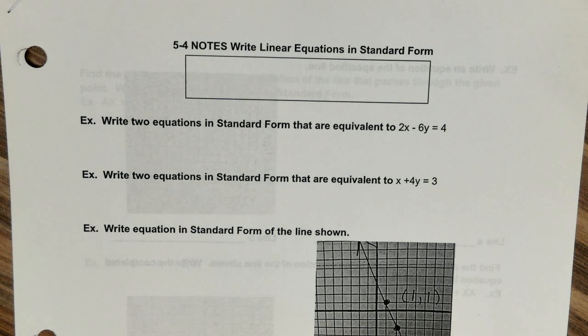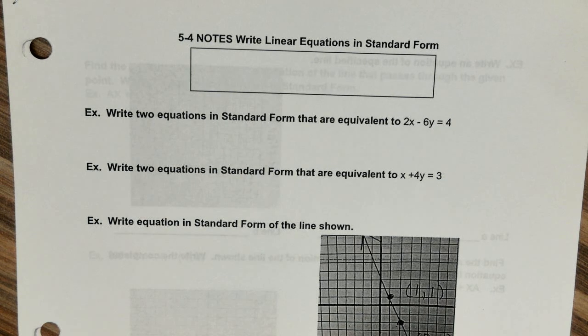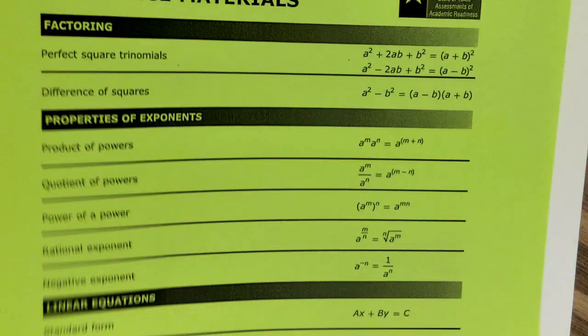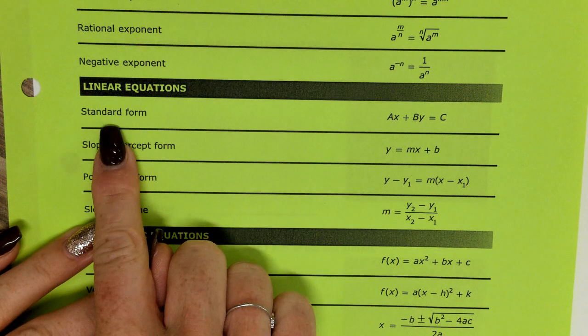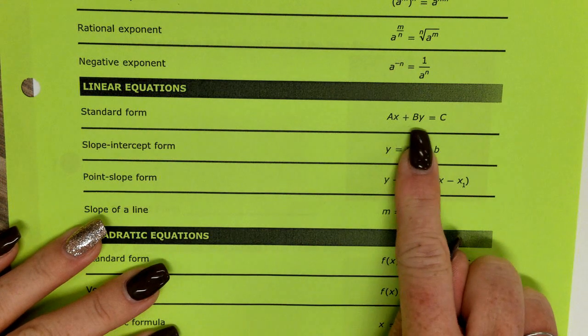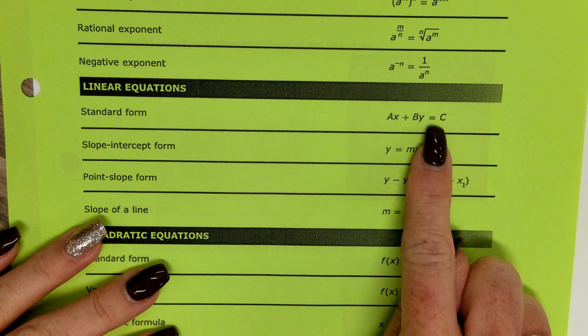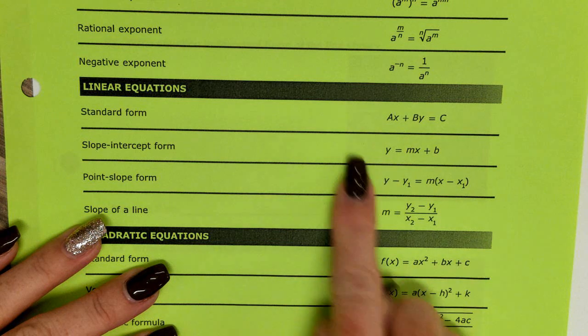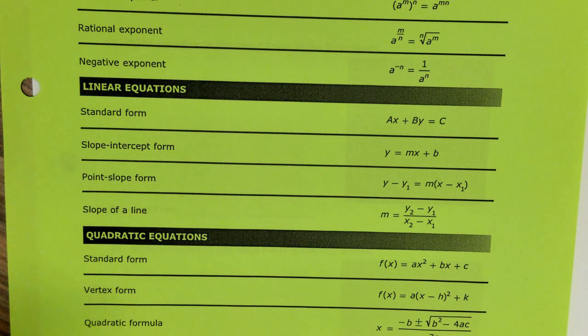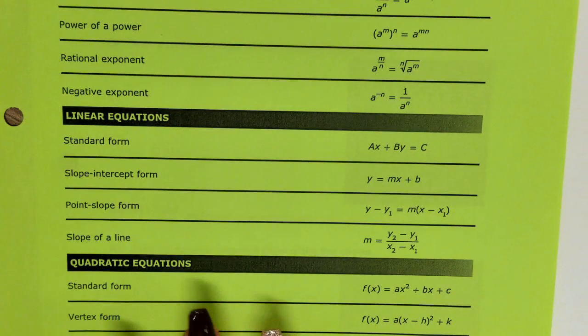Now we're moving on to standard form, which we've already touched base on, but we're going to get a little bit deeper today. So we're still on linear equations. We're going to focus on standard form. Remember that standard, slope-intercept, and point-slope are all linear equations that can be rearranged to be in one form or the other, okay?